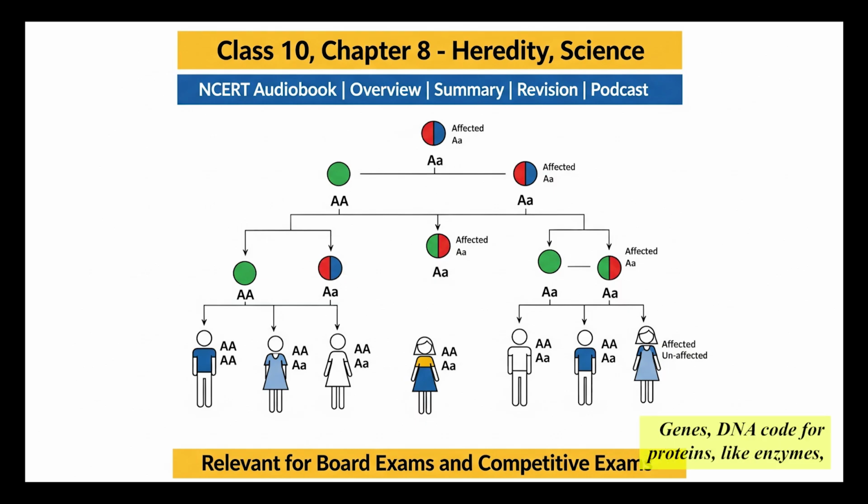Fourth, the molecular basis. Genes, DNA, code for proteins, like enzymes, which carry out functions leading to traits. Gene, protein, trait. And fifth, sex determination. Diverse strategies exist, but in humans, it's genetic. XX for female, XY for male, determined by whether the father contributes an X or a Y chromosome via his sperm. This chapter, Heredity, is foundational for all the genetics you'll study later, especially for NEET.